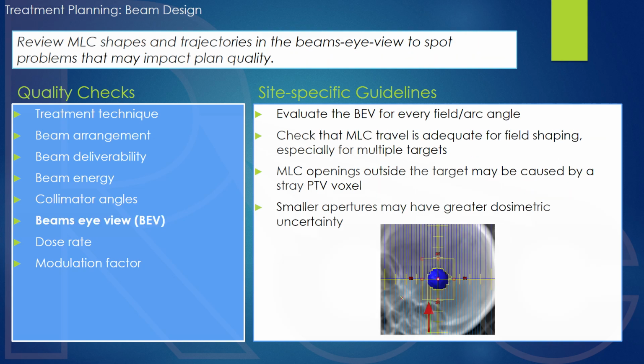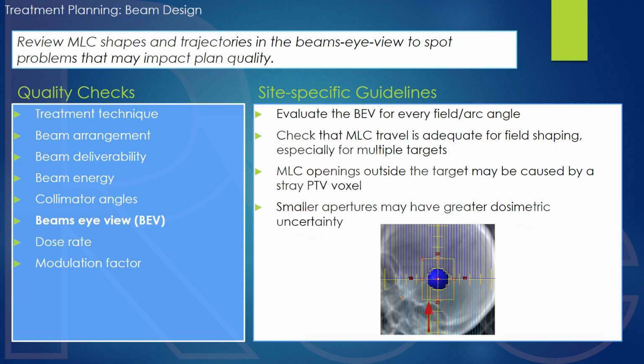It's important to review the MLC shapes and trajectories in the beam's eye view to spot problems that could impact plan quality. I strongly recommend to evaluate the beam's eye view for every field or arc angle. We want to see that the MLC travel is adequate for field shaping, and this is of greater concern when there are multiple targets, disjointed targets in a single plan, like was shown on the last slide.